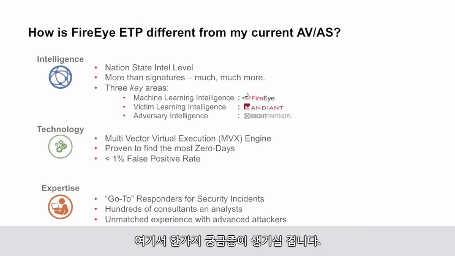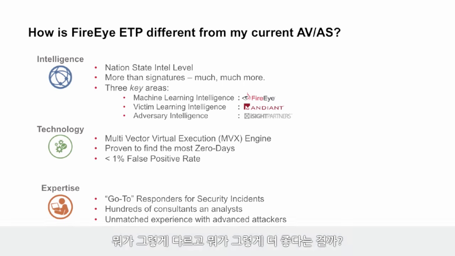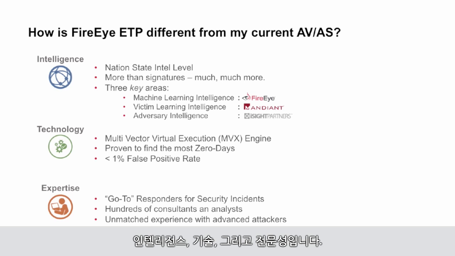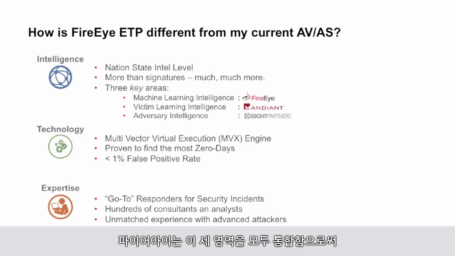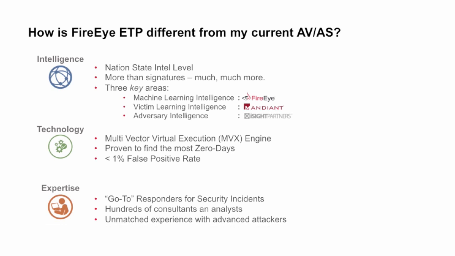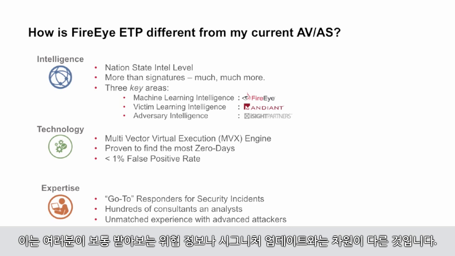So then the question comes up, how is FireEye's ETP so much different or better than my current mail provider, which includes antivirus and anti-spam? I'll answer that with three core areas: intelligence, technology, and expertise. FireEye combines all of these together to ensure we have the most effective approach to cybersecurity. With the first one, intelligence, FireEye holds a nation-state level of intelligence, and this is more than your typical threat feed or signature feeds.